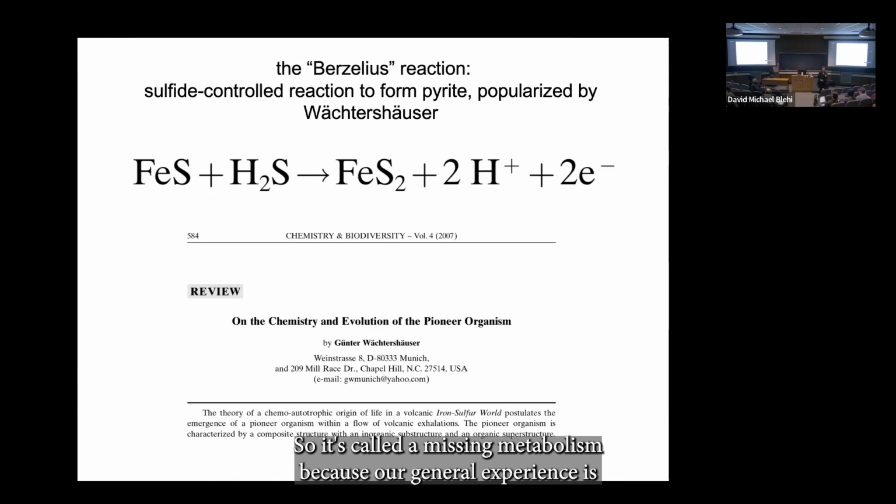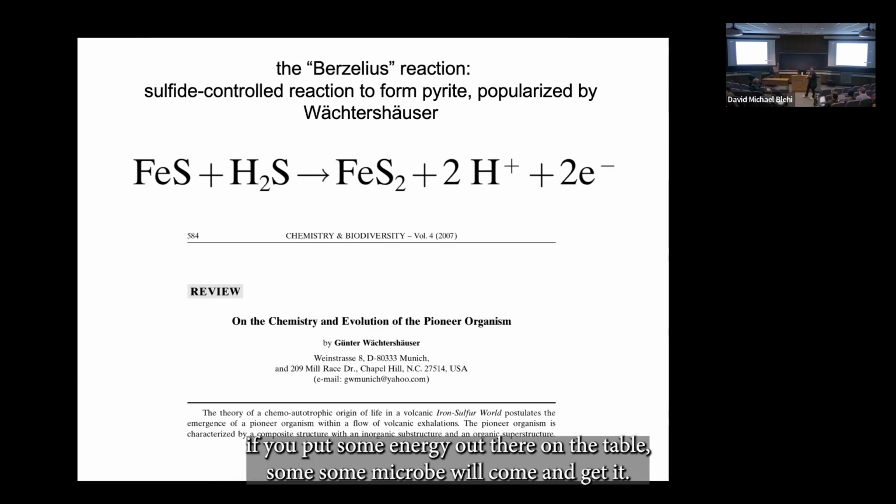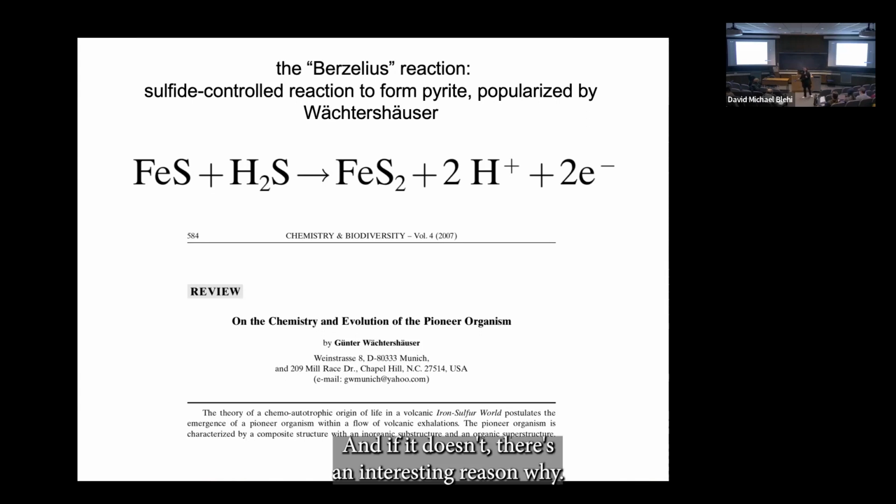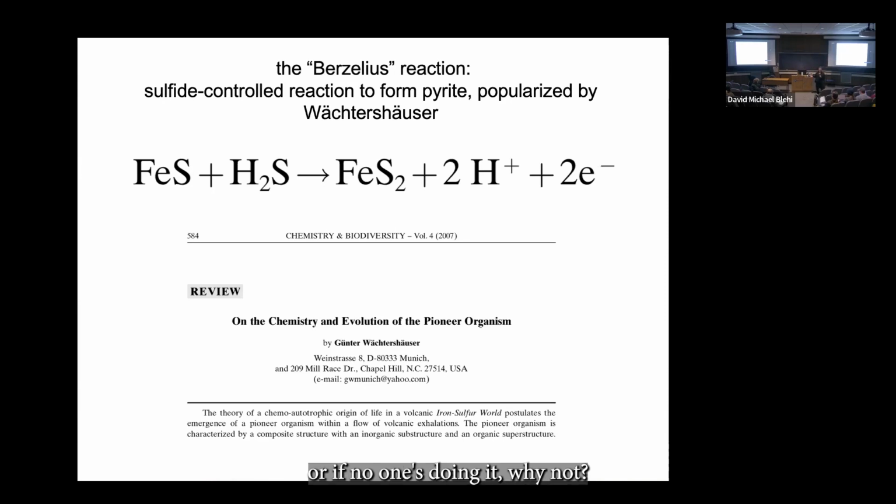So it's called a missing metabolism because our general experience is if you put some energy out there on the table, some microbe will come and get it. And if it doesn't, there's an interesting reason why. So we really would like to know who is doing this reaction, or if no one's doing it, why not?